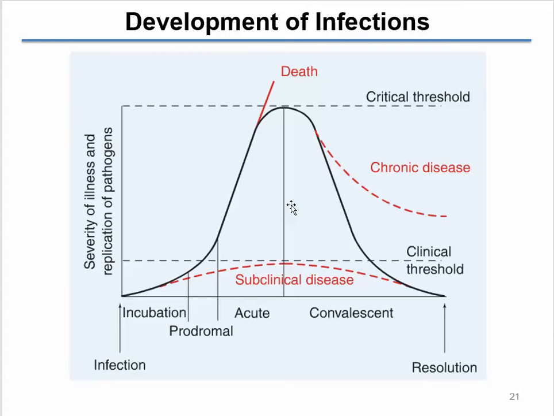Now, sometimes the immune system can't completely eradicate it, but can keep it kind of at bay. And this is when you get chronic disease. So these are the incurable infections, things like herpes or HIV infections. All that we can do, we can't get rid of it. But we can keep it close to that clinical threshold, if not below the clinical threshold.